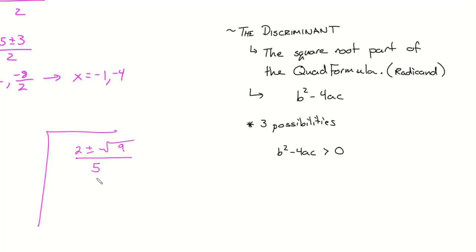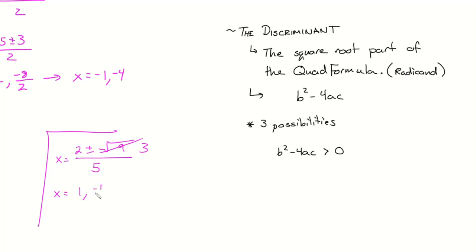If you're saying 3, my guess is you're looking at these 3. But let me rephrase this. If we solve this and work it all the way down, and I'm just going to say that the square root of 9 is 3, right? What's 2 plus 3 over 5? It's 1. And what's 2 minus 3?